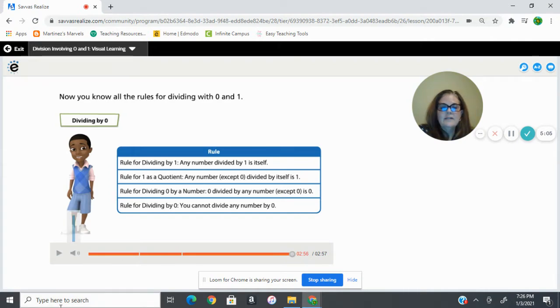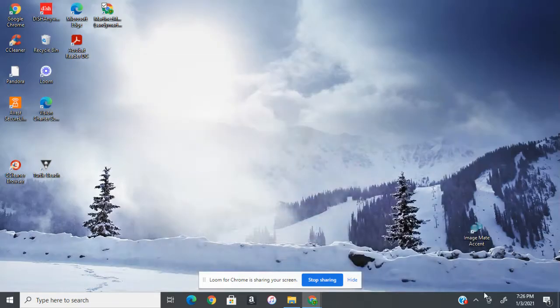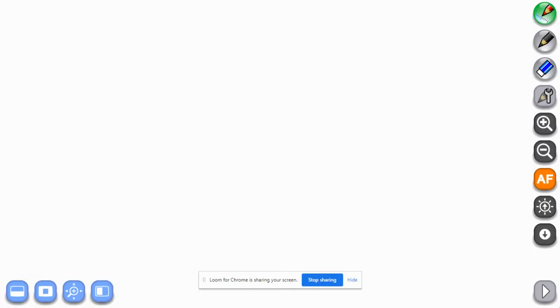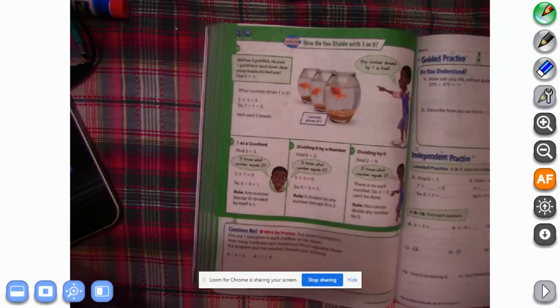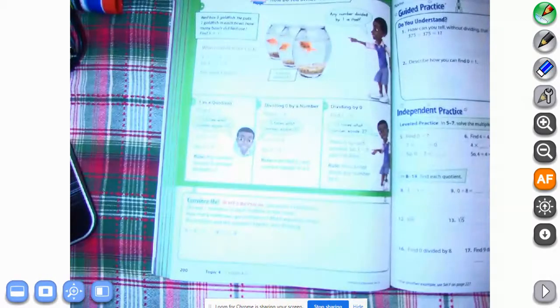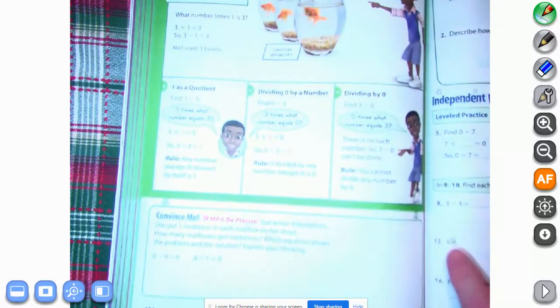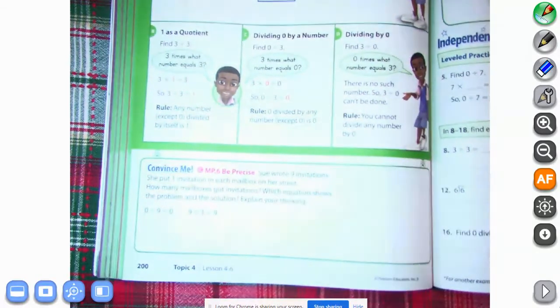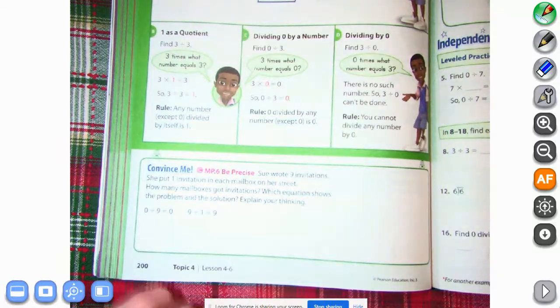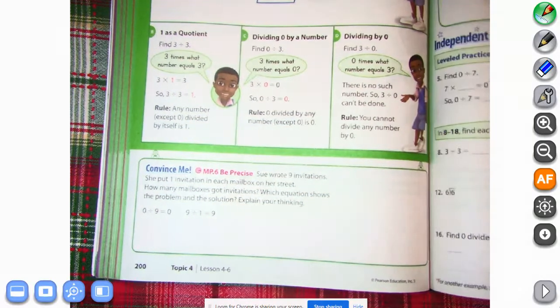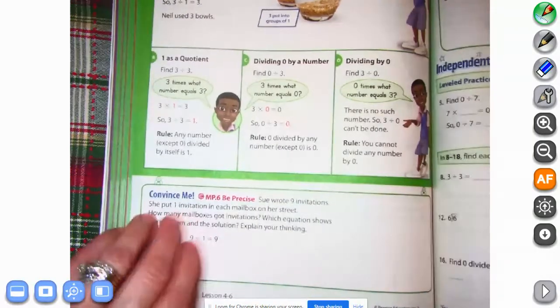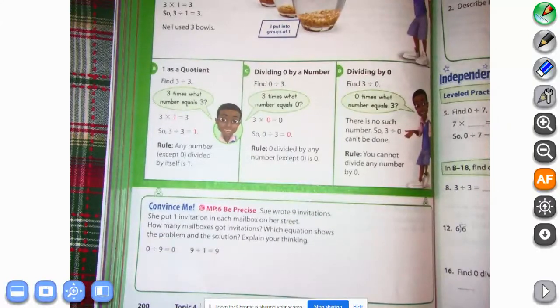All right, let's go over to our camera and we'll get busy starting on our page 200. All righty. So on the bottom of page 200, we have our Convince Me. Let's see if we can get that to focus in a little bit. Let's give it a second here. All right, here it comes.